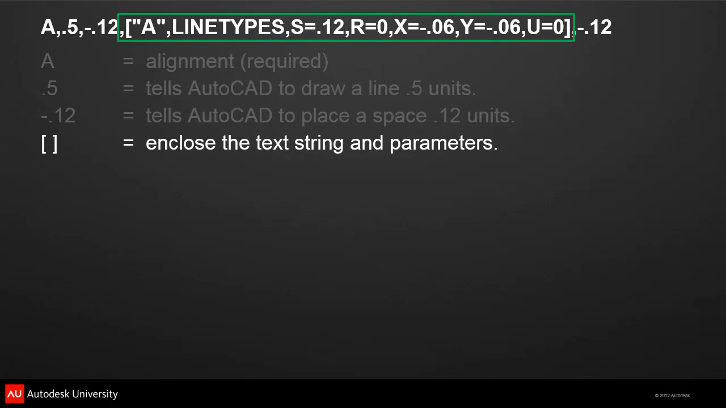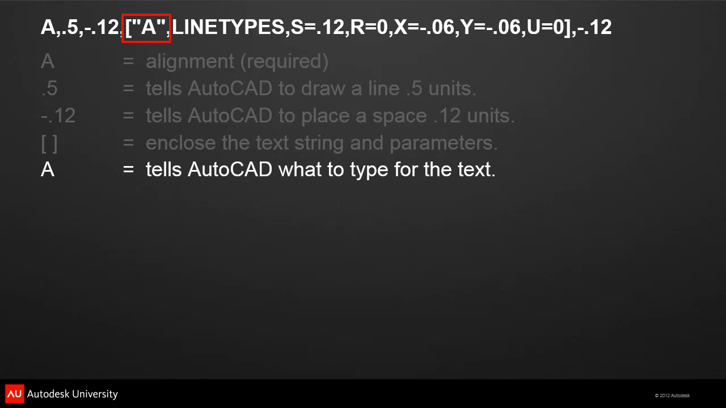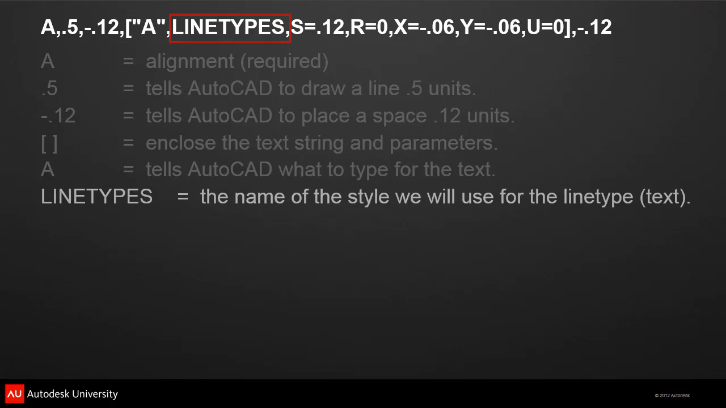Now you have to enclose the text string in this parameter set. And you see how the parameter set is there? A is what to type for the text. And we're going to use something called the Webdings, but we're going to type the letter Y, a capital Y, which will be a heart. The next line is your style.